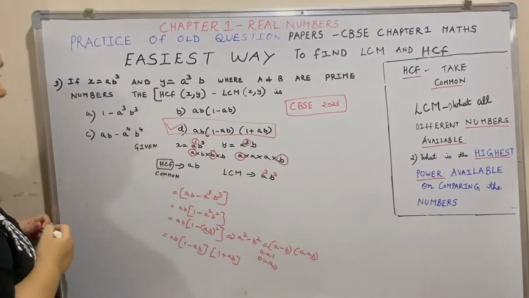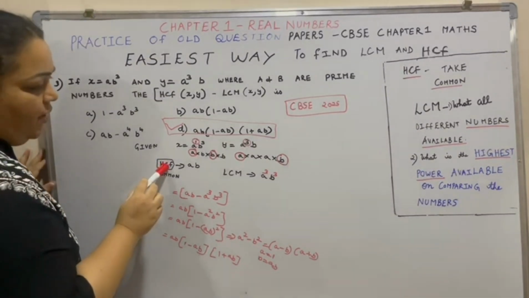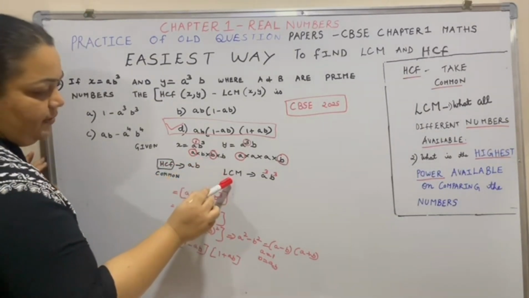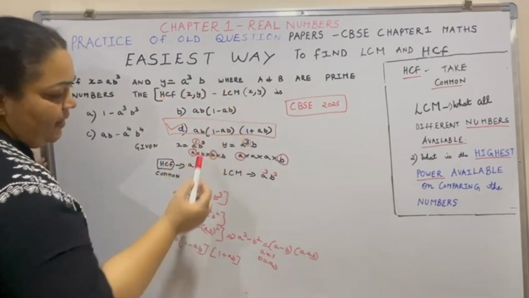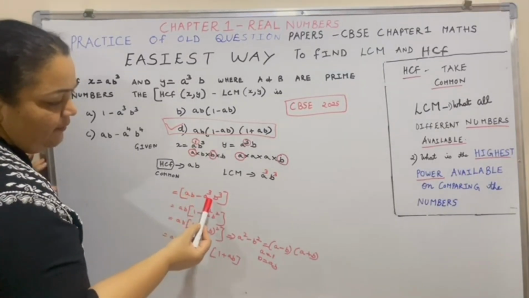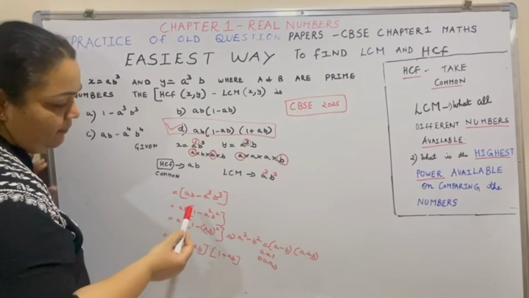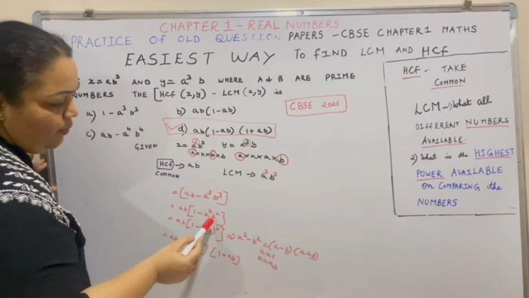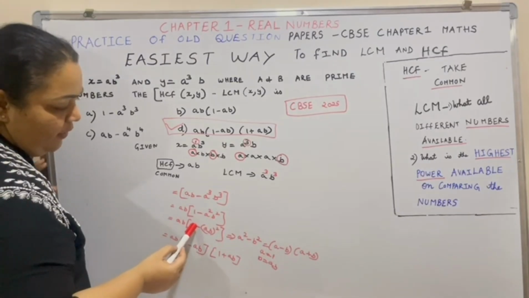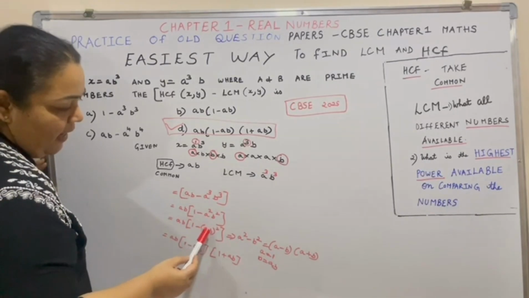So understood what it is? I think just first you have to find out what is HCF and what is LCM, and using this equation HCF minus LCM. So AB is HCF, A cube B cube is LCM. So I have taken AB common. So inside will be 1 minus A squared B squared. So AB you can write as 1 minus AB the whole square.